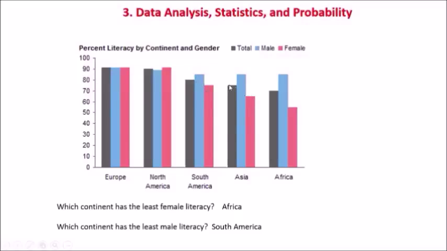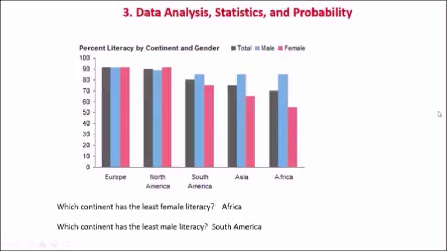Then Asia, the total, so the gray bar, if you just go across, that's about 75%. But then if you look at the male, so you just take the top of that, so that's 85%. And then look at the female, so you go across, that's about 65%. Then Africa, overall literacy, the gray bar, so you just keep going across, that's about 72%. But then if you look at the blue bar, that's about 85%. And then the pink bar, the female, that's about 60%.